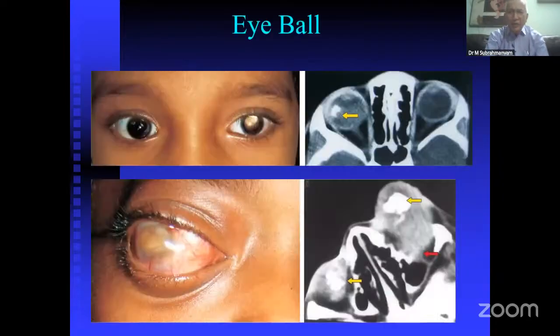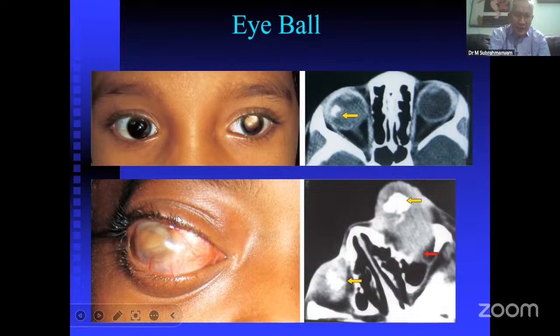Look at the eyeball. What else is there in the eyeball? Here is a patient with a leukocoria. And what does the CT show? The CT shows an intraocular mass with calcification, which is typical of retinoblastoma.